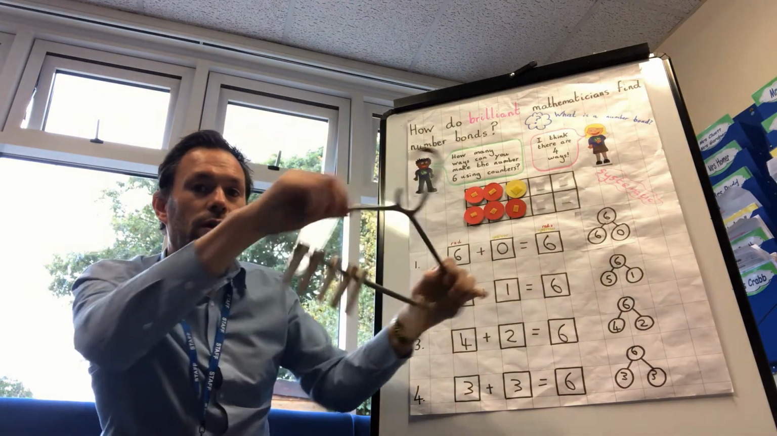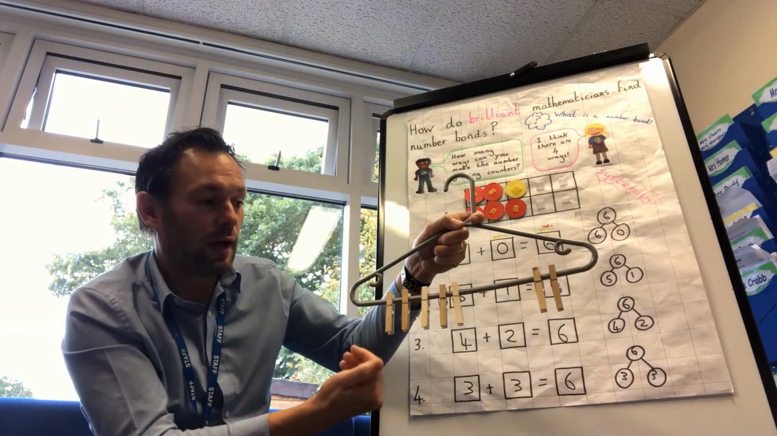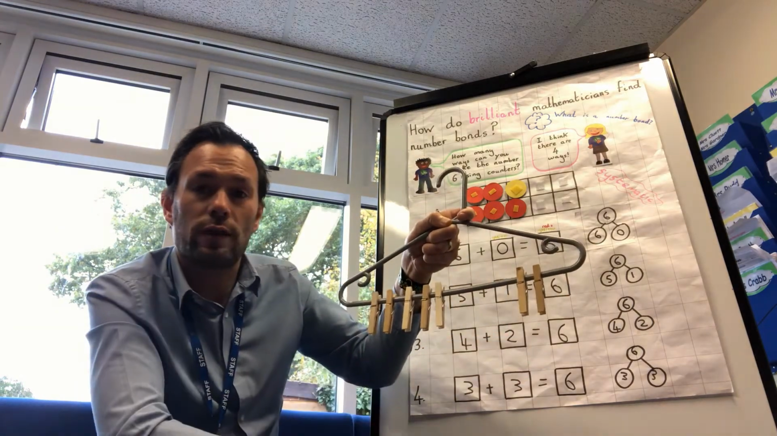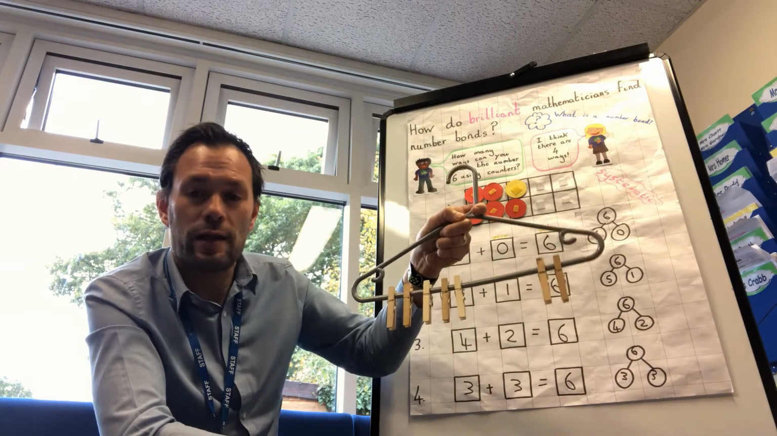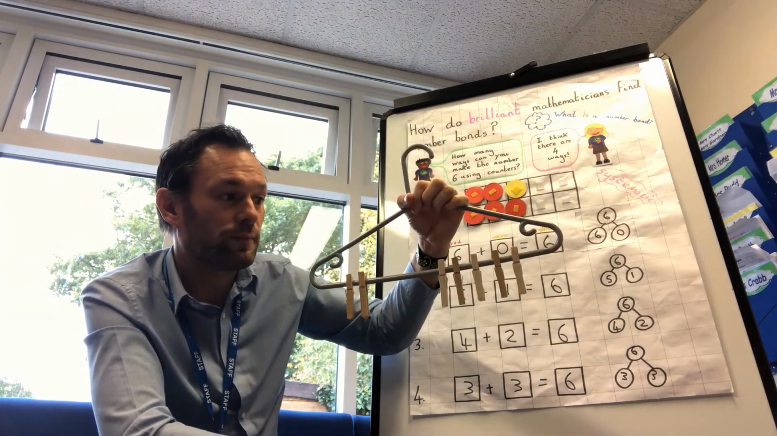I could turn my coat hanger around and now I've still got the same pegs, but I have got a group of 5 and 2. So 5 and 2 is a number bond to 7. It's really the same as 2 and 5, just the other way around.